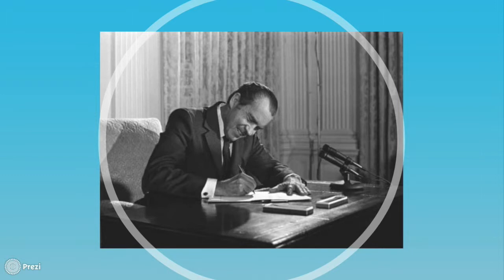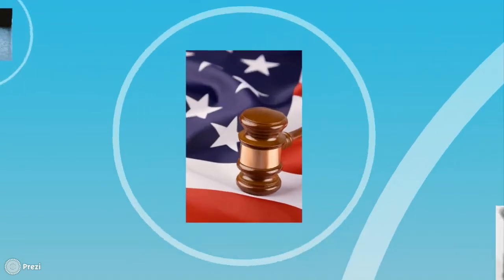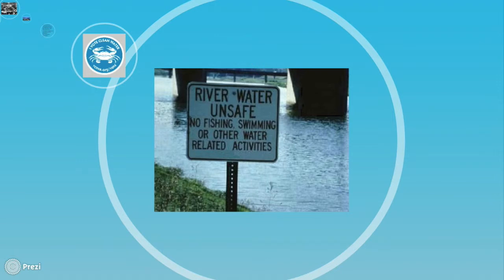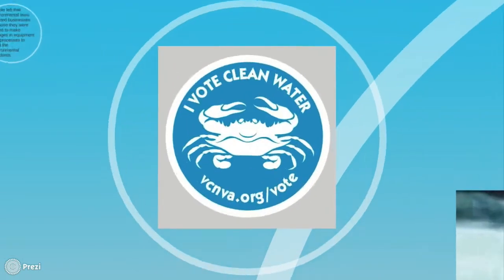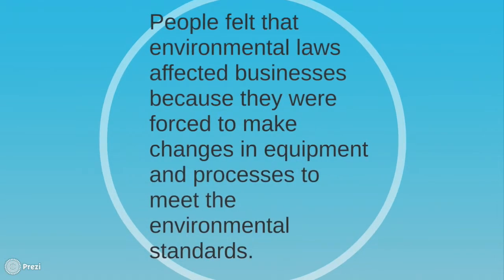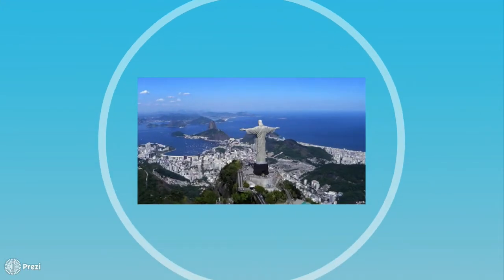Because of the public demand for a better environment, thousands of laws have been passed in the U.S. One example is the Cuyahoga River, where legislation was needed. The Federal Water Pollution Control Acts and Clean Water Acts restricted pollution by regulating waste, and waterways began to recover. People felt that the environmental laws affected businesses because they were forced to make changes in equipment and processes to meet the environmental standards. Another example was the 1992 Earth Summit at Rio de Janeiro, Brazil.